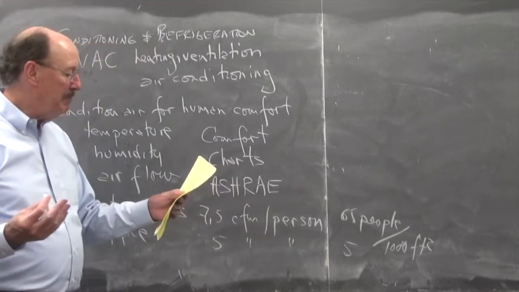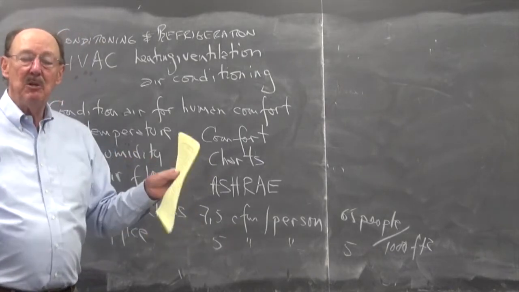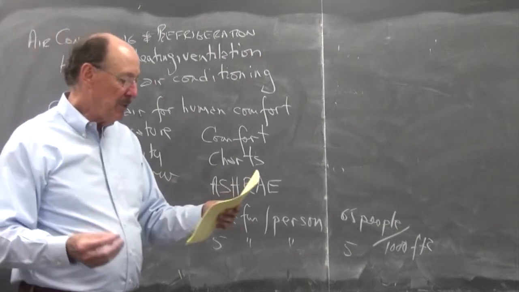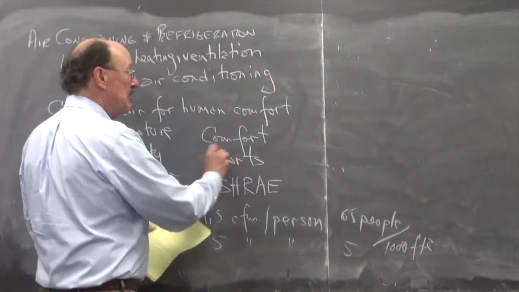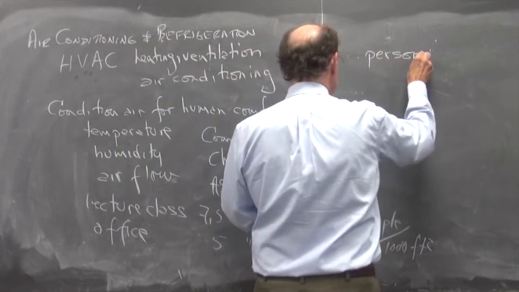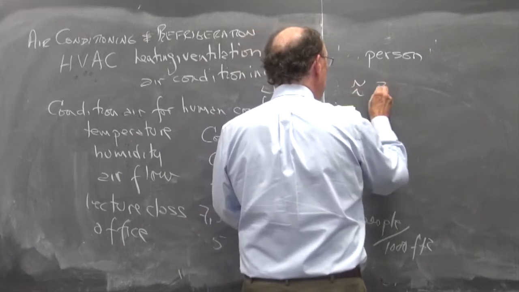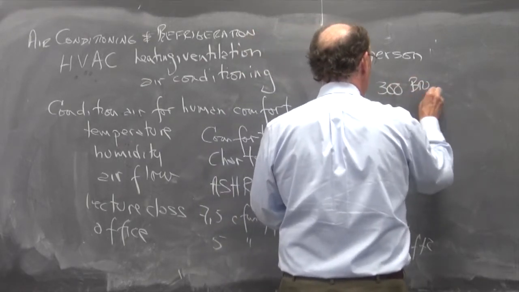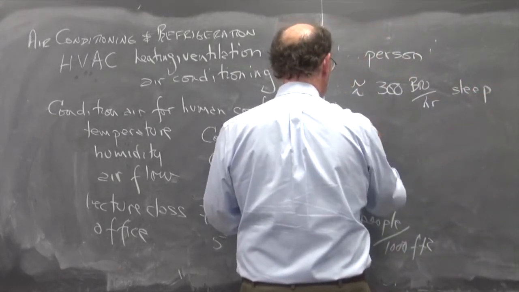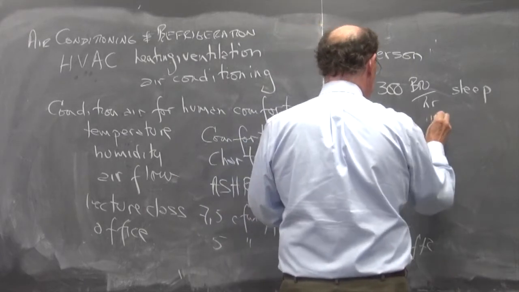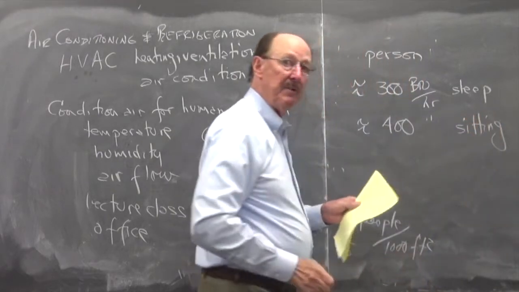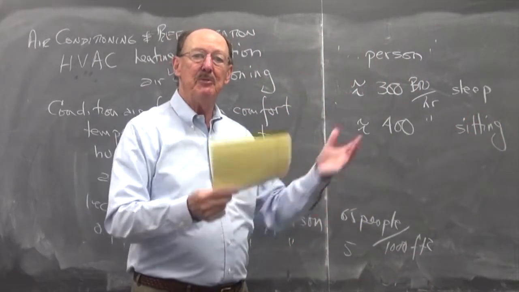And another thing you might find interesting is we generate heat. So when we're sleeping, we generate heat. When we're sitting, when we run, whatever. So we generate heat. Again, this is determined by ASHRAE. And for a person, it's about 300 BTUs per hour when you're sleeping. And it's about 400 BTUs per hour sitting. And so this is heat generation within the space.